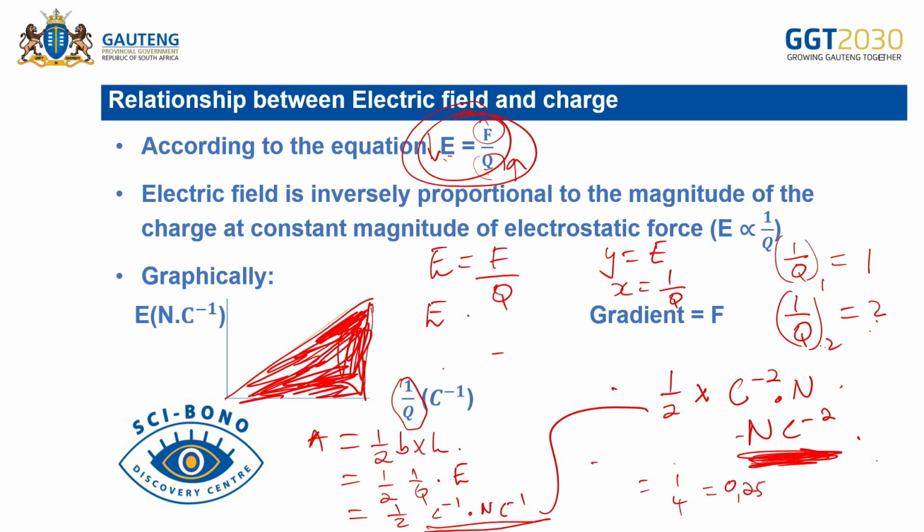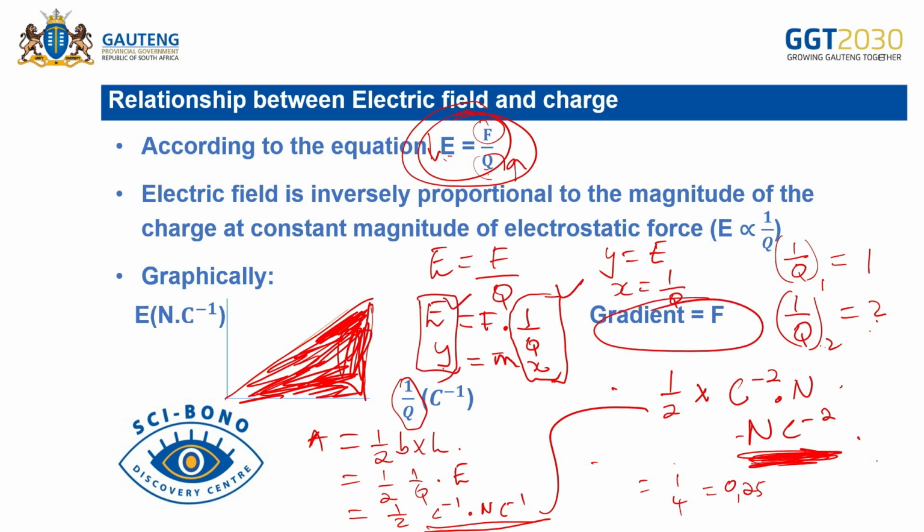So it's E equals F times 1 over q. Y equals mx. So you can see my x here is 1 over q. My y is E, correct? Which means that the gradient here represents what? The force. So you can calculate the force using the gradient in this case. So if the gradient is 5, it means that the force experienced here is 5 newtons. So these are some of the things that you need to know under electrostatics, the interpretation of graphs.